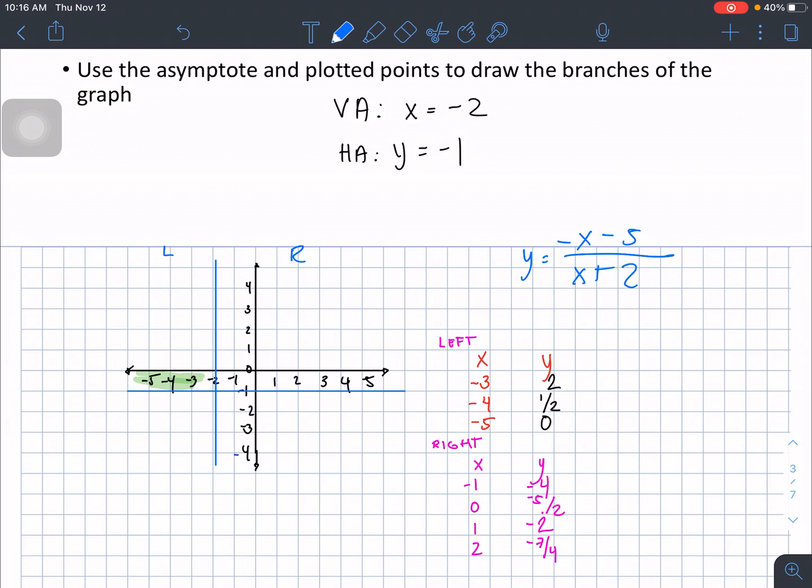So negative 3 and 2, this will be here. Negative 4 and 1/2, this will be around here. And negative 5 and 0, this will be around here. So if you draw a curve, it is important to consider that the asymptote will be the boundary line. Our curve will approach this asymptote only, but it will never intersect. So this is the left part of our graph, left of the vertical asymptote.